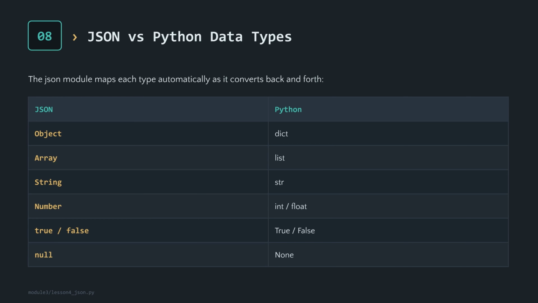Let's close with a reference that ties everything together. How JSON types map to Python types. The JSON module handles this conversion automatically in both directions. A JSON object becomes a dict, an array becomes a list, a string stays a str, and a number becomes an int or a float. Lowercase true and false turn into Python's capitalized True and False, and null becomes None. Keep this table handy, and JSON will always feel familiar.